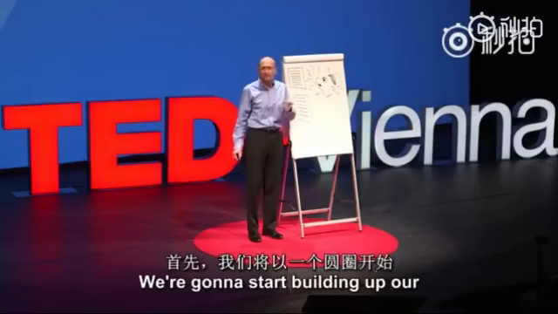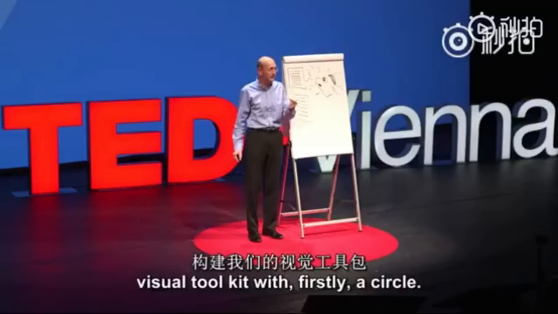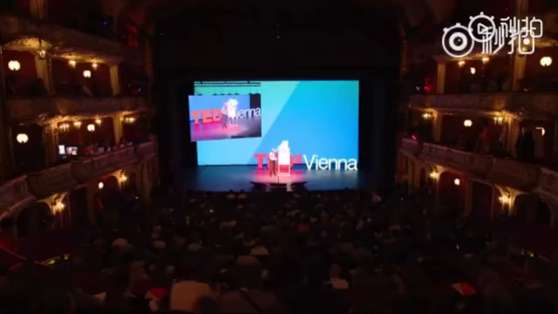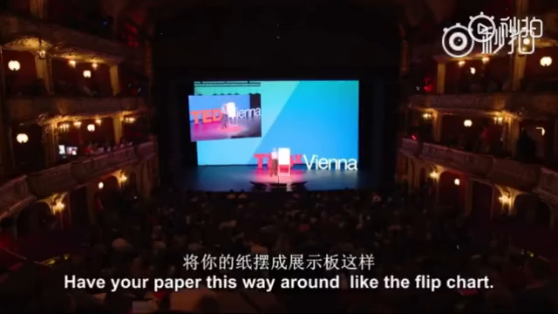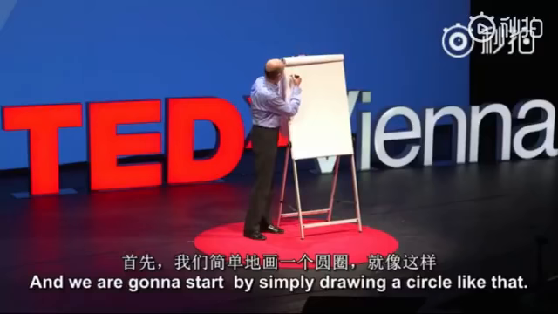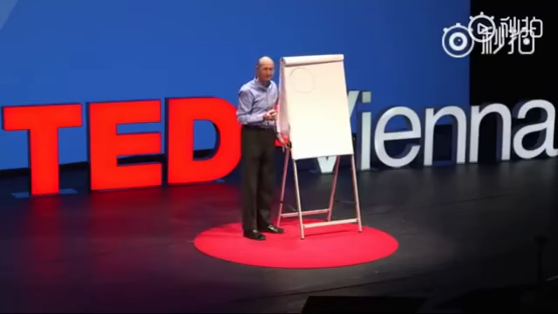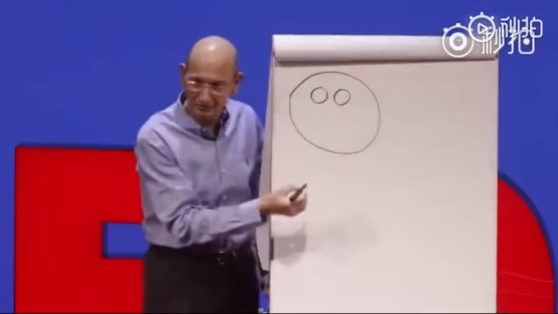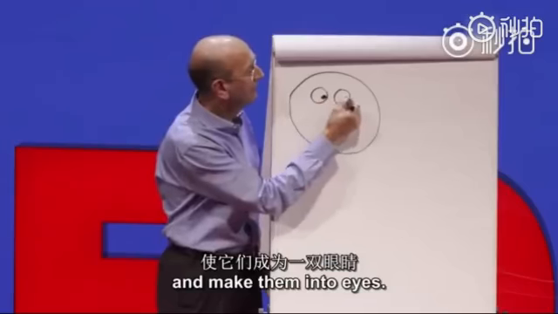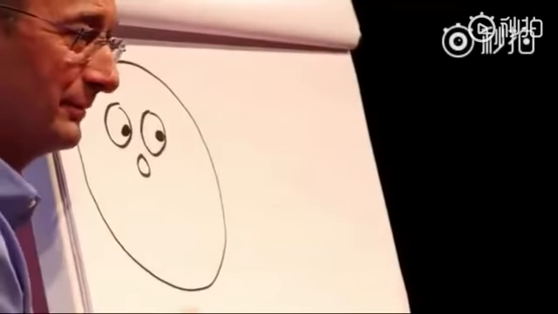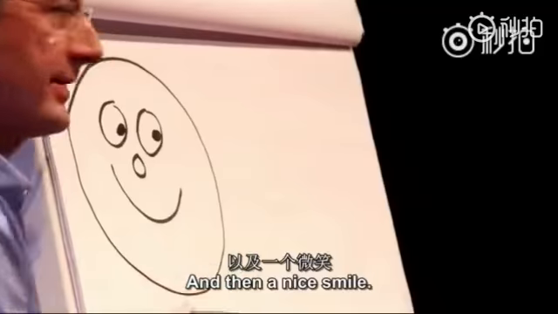We're going to start building up our visual toolkit with, firstly, a circle. So get your paper ready. Let's have a go. Have your paper this way round like the flip chart. And we're going to start by simply drawing a circle like that. Next, what I'd like you to do is draw two more circles and make them into eyes. Then a nose, and then a nice smile.